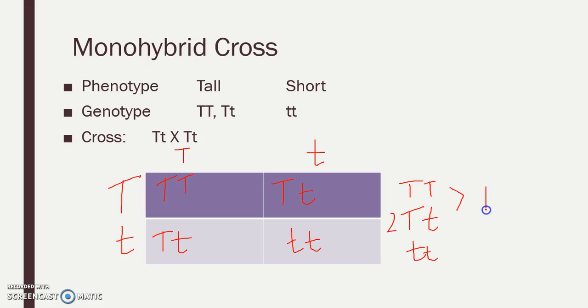These 3 code for tall. And this one codes for short. So with this, I'm sorry, it's hard to write with my mouse. So this is a 3-to-1 ratio of tall to short.